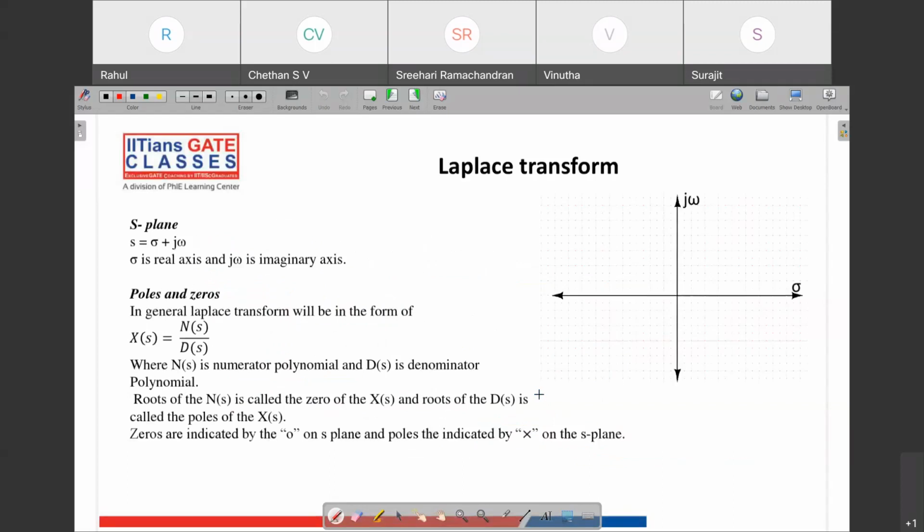Okay. Now, just now we saw this complex number, which is sigma plus j omega. You can try to draw this with the help of an x-axis and y-axis. Sigma, which is the real part, will be the x-axis, and j omega, which is the imaginary part, will be the y-axis. This we call the s-plane. Now, just now we derived in the last slide that for the signal e to the power minus at u(t), the Laplace transform will be 1 by s plus a, given that the real part of s is greater than minus a, or you can say sigma is greater than minus a.